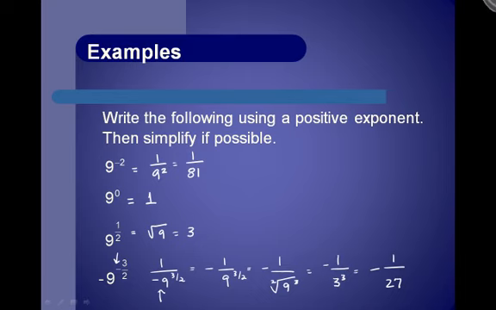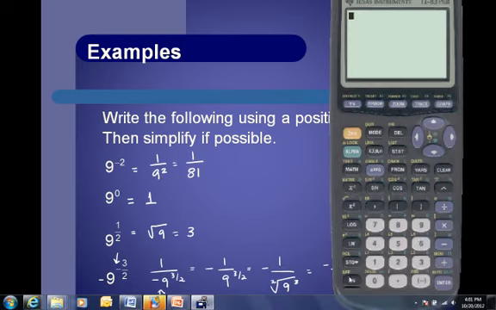Now, if we wanted to do these on our calculator, just to run through these real quickly, 9 to the power of negative 2, we need to go to math. Option number 1 writes it as a fraction, and we get 1 over 81. 9 to the power of 0 is just 1. 9 to the power of, remember, anytime we have a fractional power, we need to put the fractional power in parentheses, so we get 9 to the 1/2 power, which is 3.